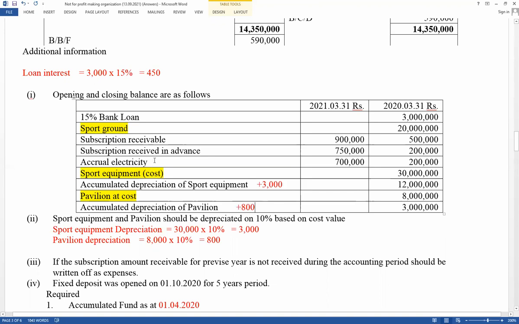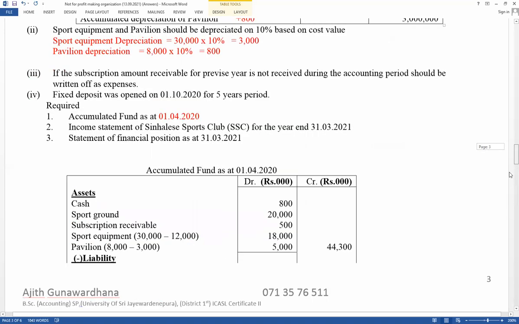But the cost value is not changed. Cost value changes when there is a disposal or purchase. But it has not given purchase or disposal. Therefore, cost value does not change. But accumulated depreciation closing balance should be calculated. Annual depreciation also should be added. Then annual depreciation should be included in the income statement also. Record it under income statement as expense.